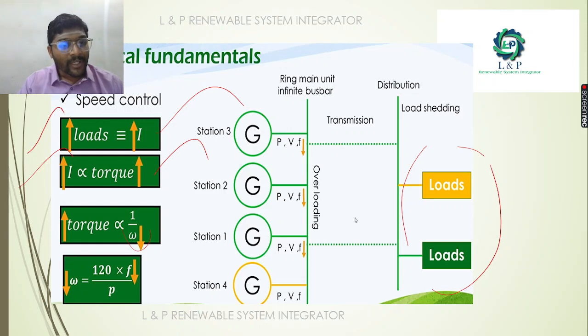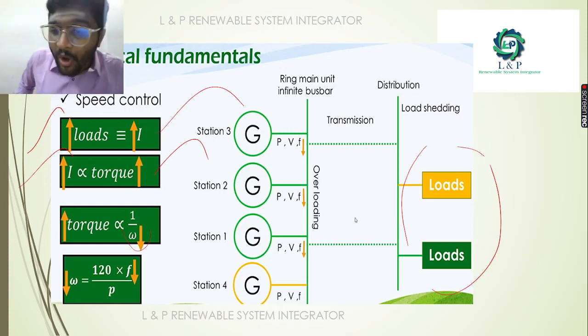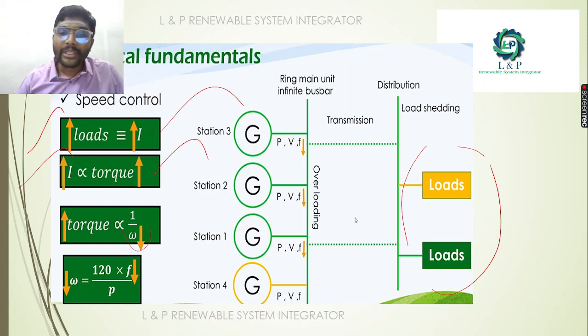When the angular speed is getting reduced, it is directly proportional to the frequency. It means W is equal to 120 F per P. It means the frequency is getting reduced. So when you are going for the speed control process and overloading happens, this is how the changes in the frequency will happen. So the frequency drop will be happening when we are doing the overloading.